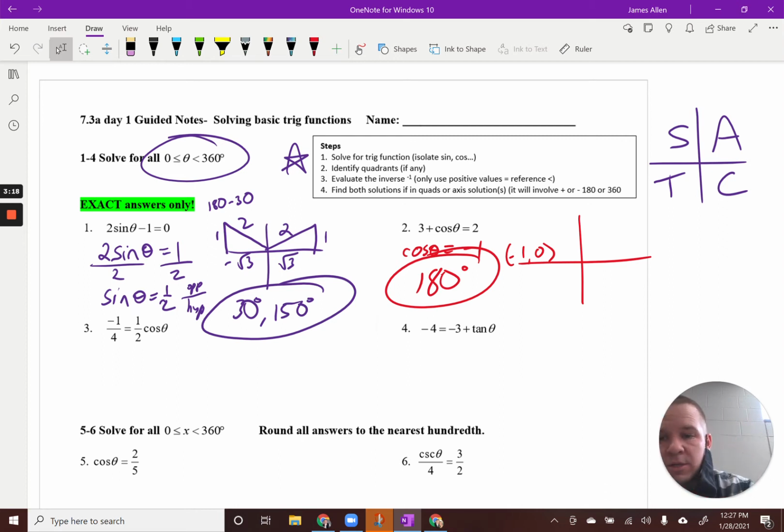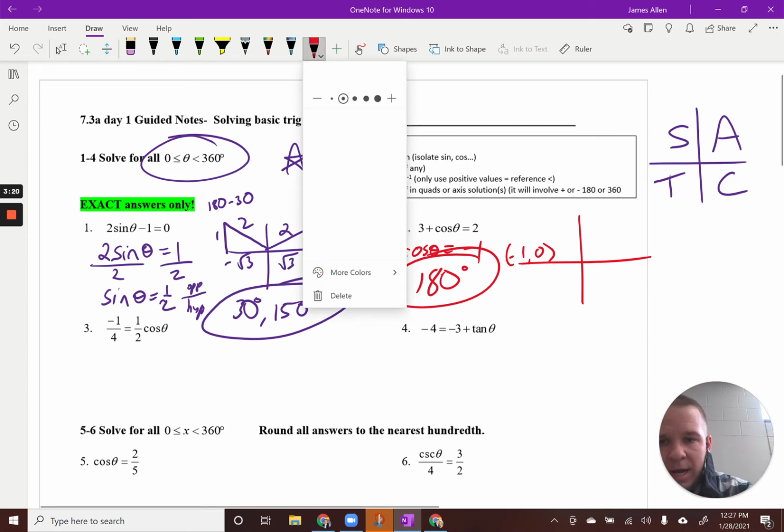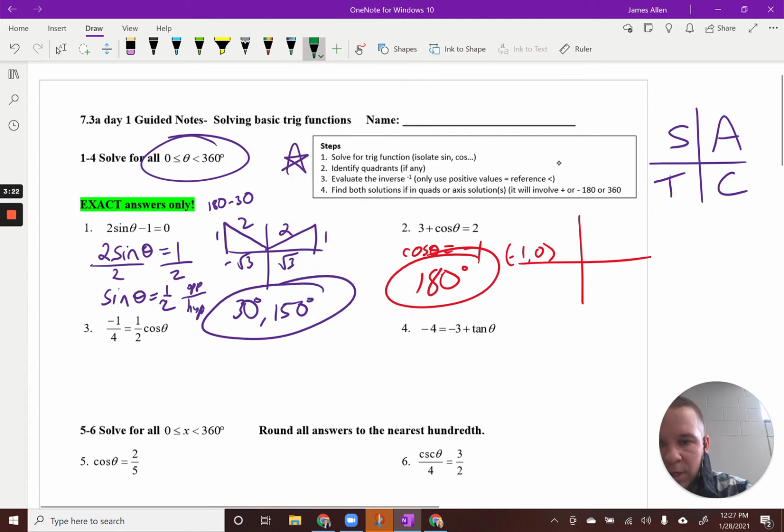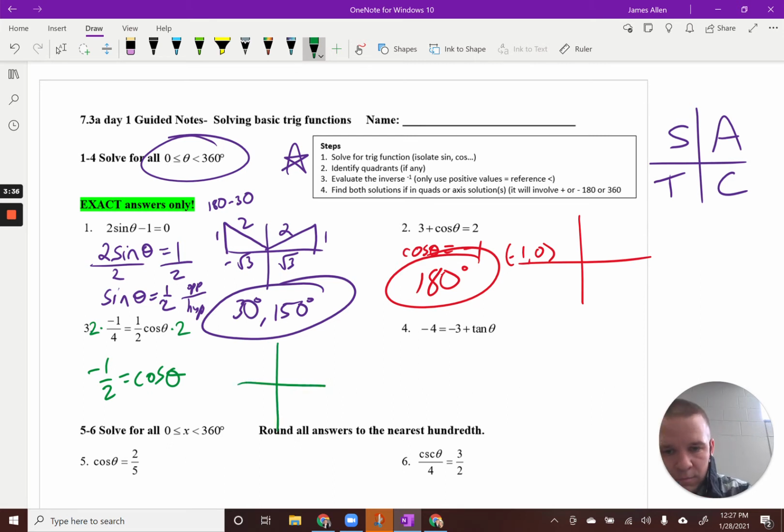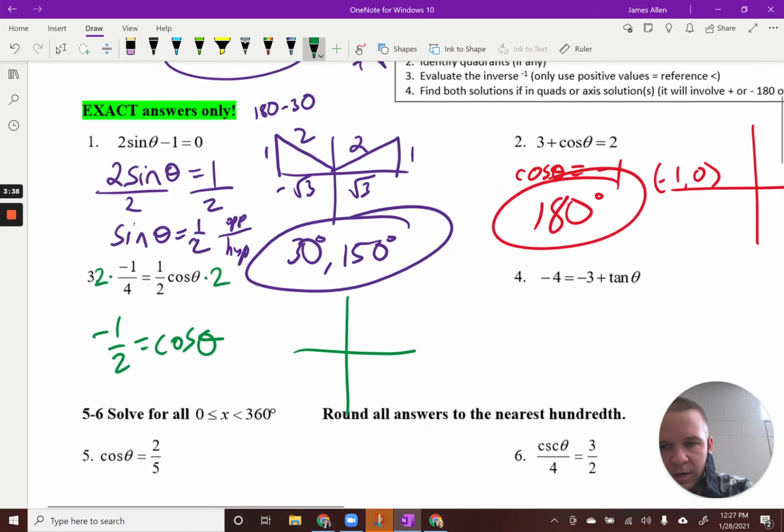Let's continue. For this one, how about I multiply by 2 to get rid of that 1/2? If I do that, I'd have -2/4, which is -1/2, is equal to cosine theta. Well, cosine is going to be negative in my second and my third quadrant. So let's draw that up. I'll zoom in a little bit here.